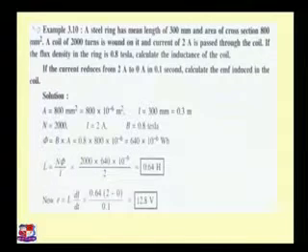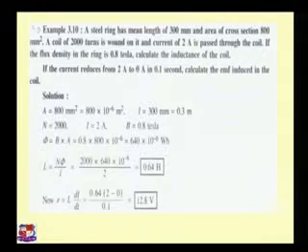Solution: A is equal to 800 mm square. We have to convert into meter square. l is equal to 300 millimeter. We have to convert into meter. N is equal to 2000. I is equal to 2 amps. And flux density B is equal to 0.8 Tesla. Tesla is nothing but Weber per meter square.